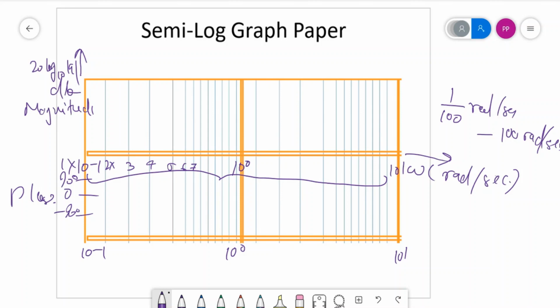Because on the y-axis the magnitude has been converted into logarithmic scale, a linear scale is sufficient for us. If you directly use the magnitude, its range will be very high, and you cannot accommodate it within the plot on your paper. And phase is basically linear, so there are no issues on this linear scale.